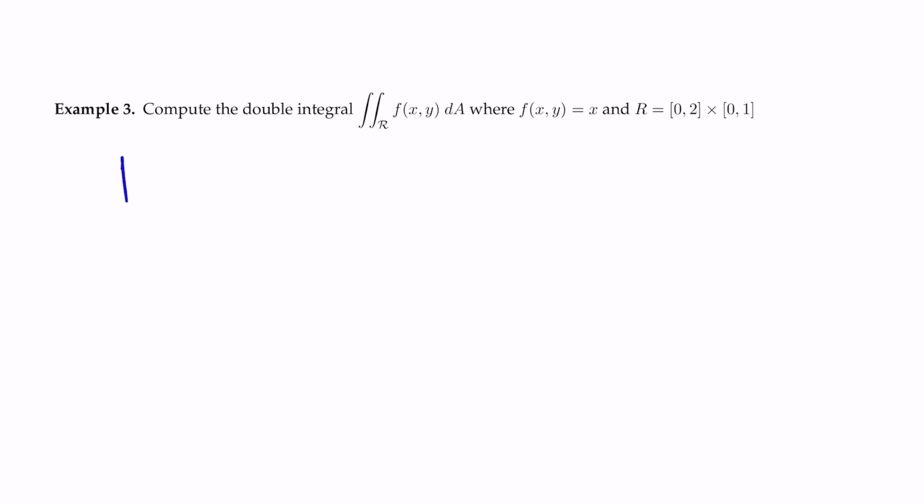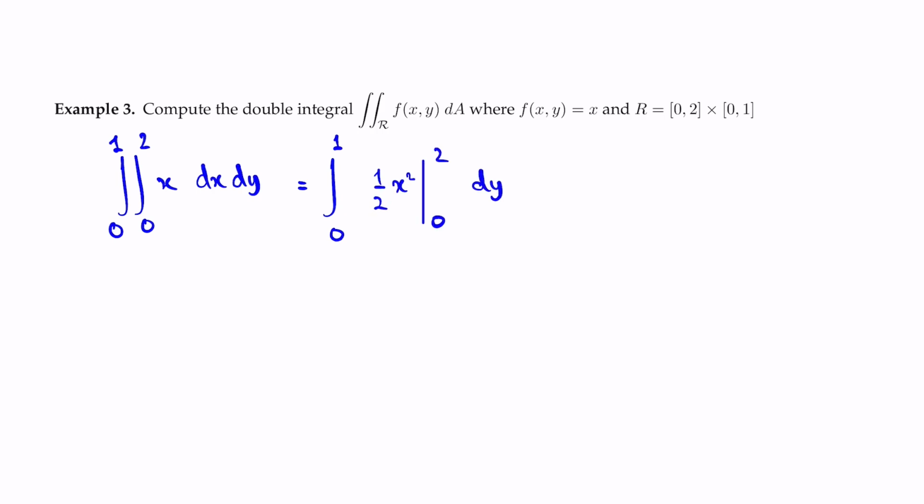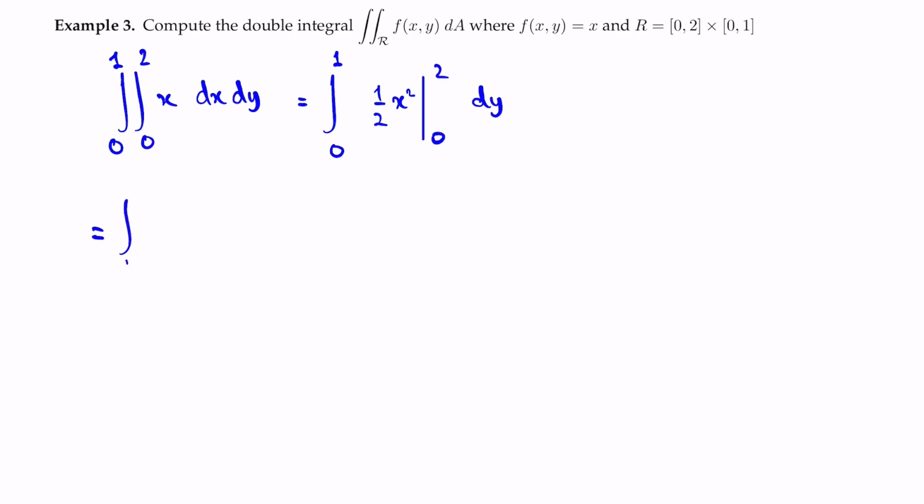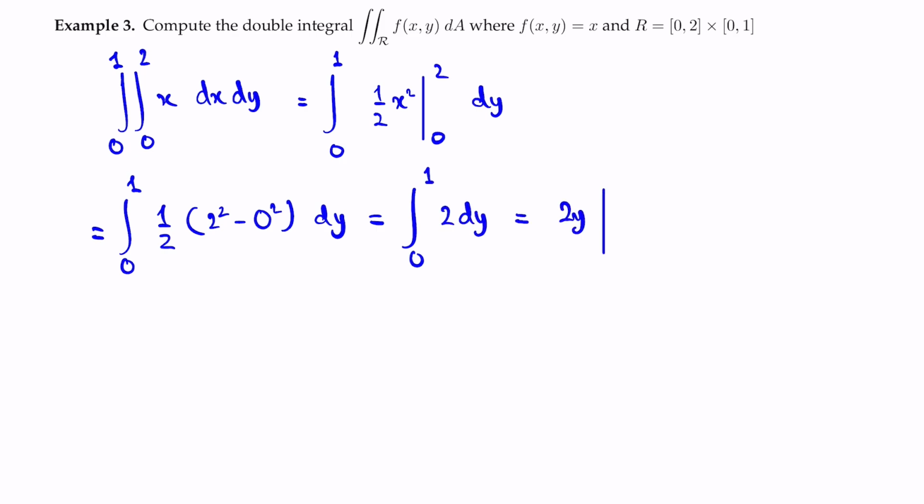So the setup of the double integral is the double integral of x dx dy for x going from 0 to 2 and y going from 0 to 1. Now, the antiderivative of the function with respect to x is going to be 1/2 x squared. You get the integral from 0 to 1 of 1/2 x squared, evaluated at 0 and 2, dy. And here you evaluate the function, you get 1/2 times (2 squared minus 0 squared) dy, or 2 squared is 4, minus 0 is still 4, divided by 2 is 2. You get the integral from 0 to 1 of 2 dy, or this is 2y, evaluated at 0 and 1, or this is 2 for that matter.